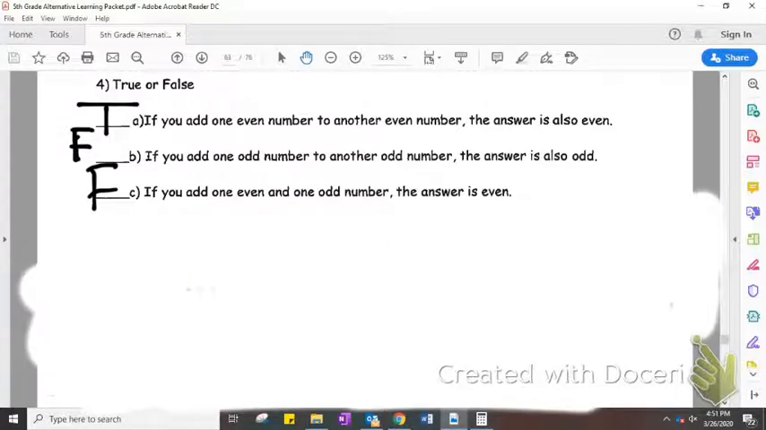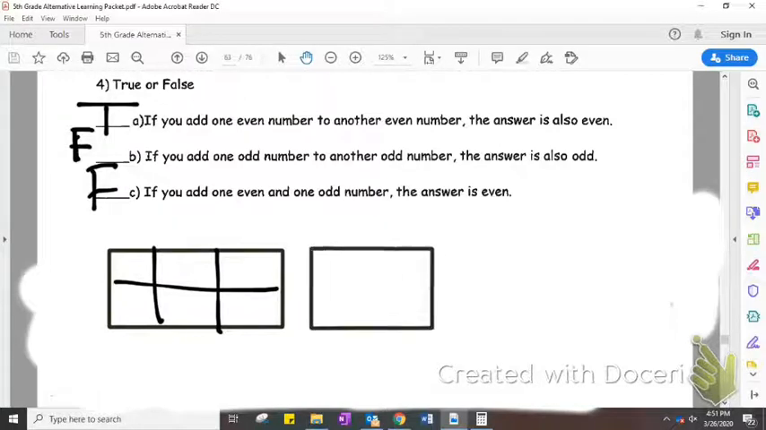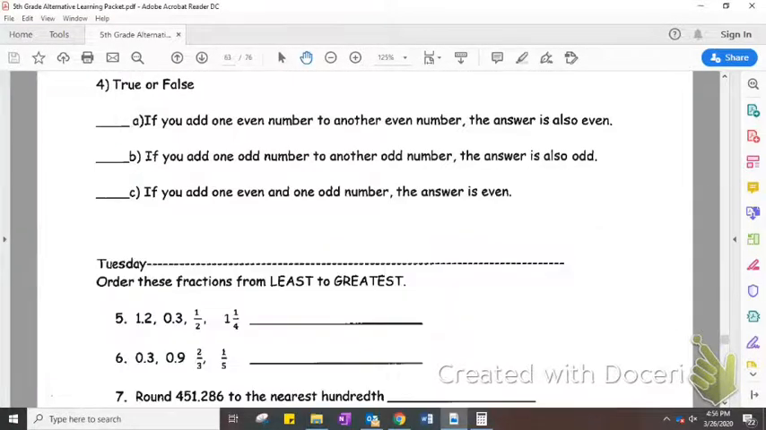Think about it from the perspective of an array. If we were to do 6 plus 7, our array would have an odd man out. Makes an odd number. Okay? True, false, and false.